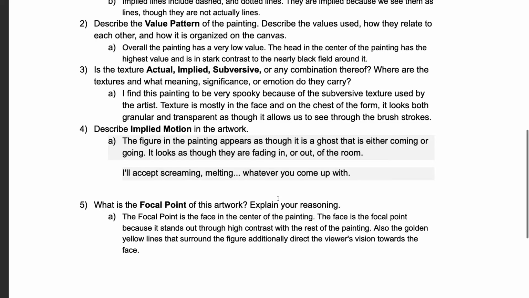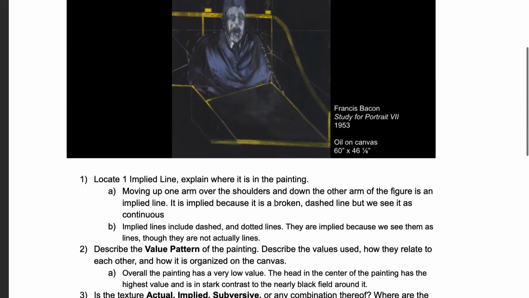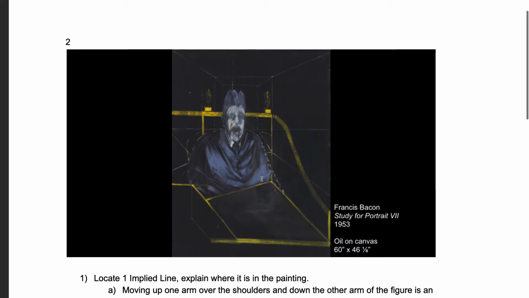What is the focal point of this artwork, and explain your reasoning? The focal point is the face in the center of the painting. The face is the focal point because it stands out through high contrast with the rest of the painting. Also, the golden yellow lines that surround the figure additionally direct the viewer's vision towards the face. So I just listed two reasons as to why this face is the focal point.